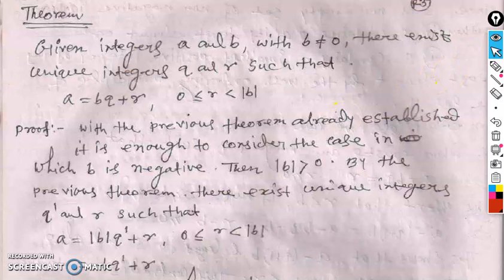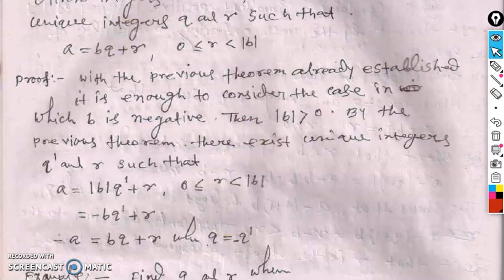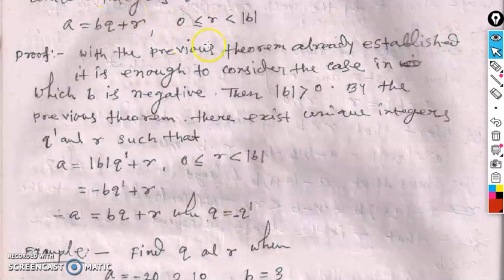We start our proof exactly from the previous concept, so we can easily move through the steps very fast. With the previous theorem already established, it is enough to consider the case in which b is negative. In the previous class we proved the positive case. That means if we consider the negative case in this theorem, then this result should be applicable for b not equal to 0, and that means |b| is greater than 0.